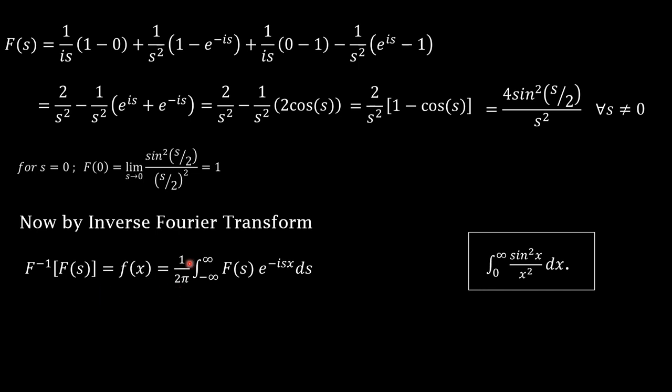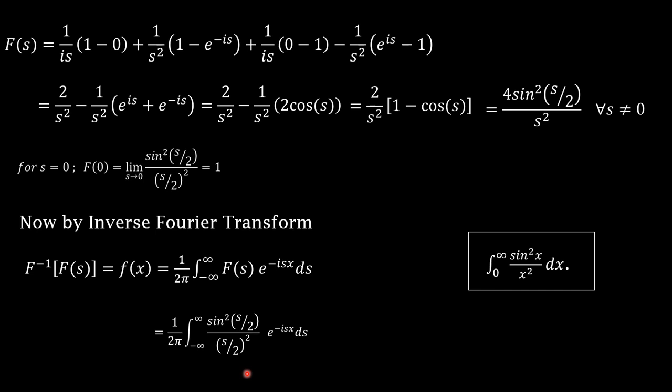F inverse of F of s is equal to 1 by 2 pi integration of the Fourier transform of the function multiplied with e to the power minus isx ds, where the limits of s are varying from minus infinity to infinity. Just substitute the Fourier transform of the function, that is, sine square s by 2 whole square.